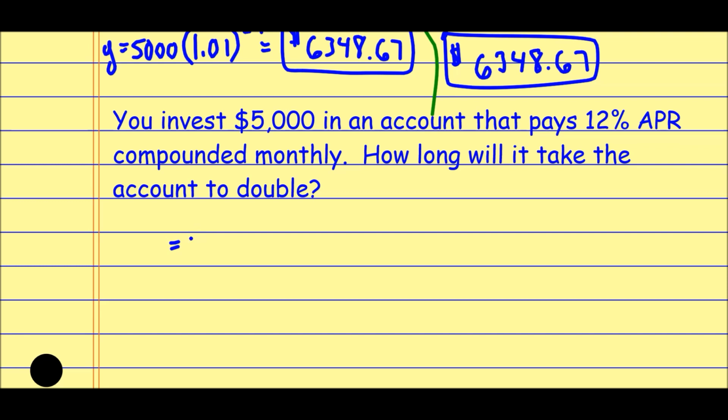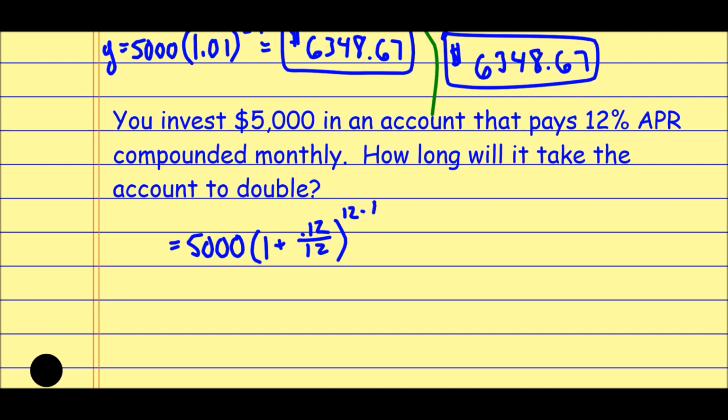But as I plug this in, the initial amount is 5,000. Got my percent. The n value compounded monthly, so n is 12. And then up here, n is 12 times t, because I don't know what the time is. That's what it's asking me to solve for here.